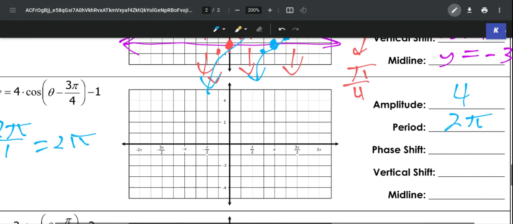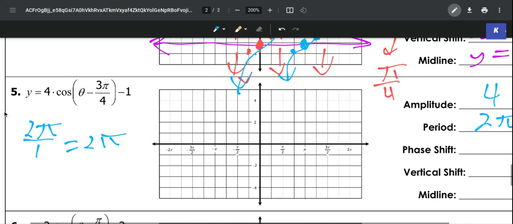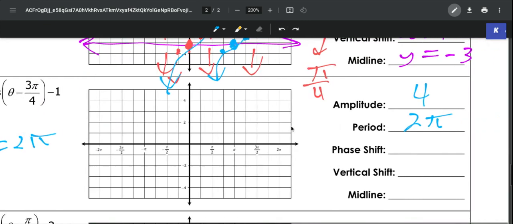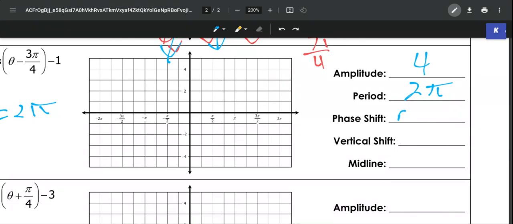All right, then our phase shift comes from whatever is added or subtracted in parentheses, and here we have a minus. So a minus tells us to go right, and we're going 3 pi over 4 units to the right. So when it's in parentheses, minus tells you right. So we're going right 3 pi over 4.